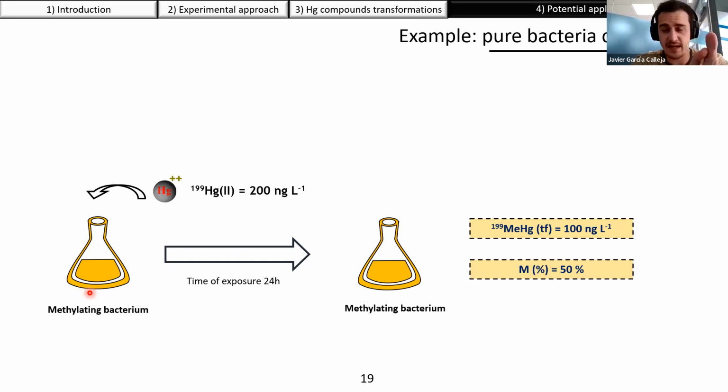Here, I did not carry out these experiments, but I think it's worth watching and discussing them all together. For example, if we add enriched inorganic mercury 199 to a cell culture and the incubation time is 24 hours, we obtain 100 ppt of newly formed methyl mercury 199. So we have a 50% methylation.